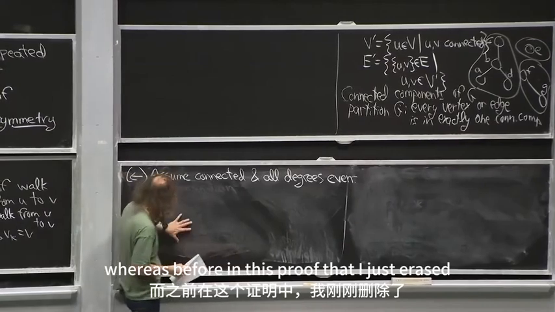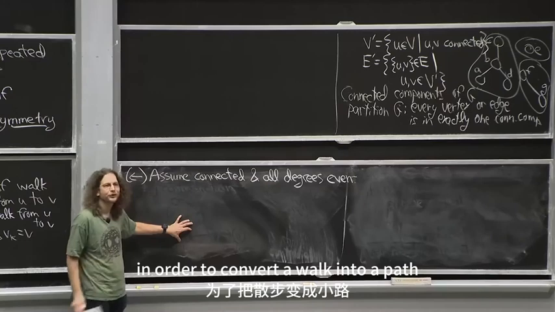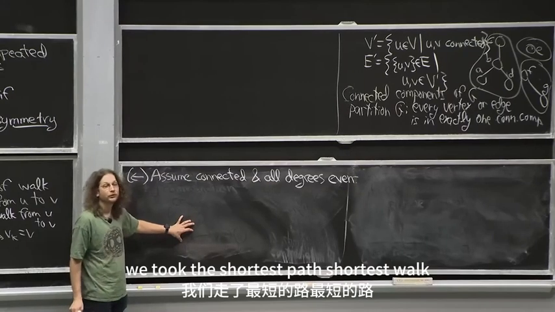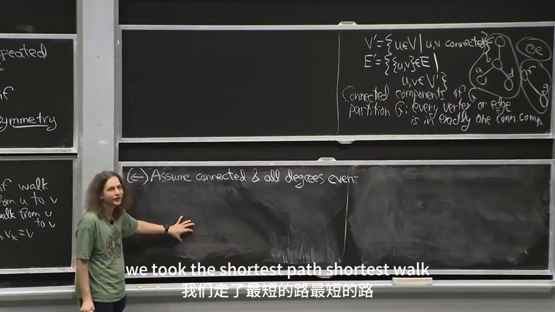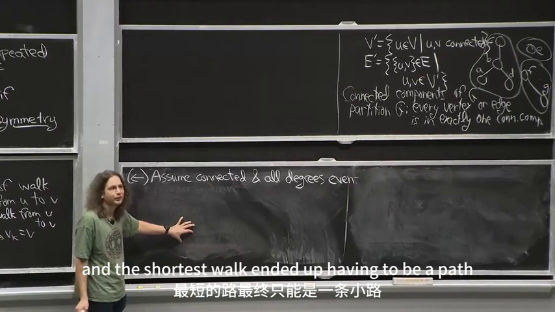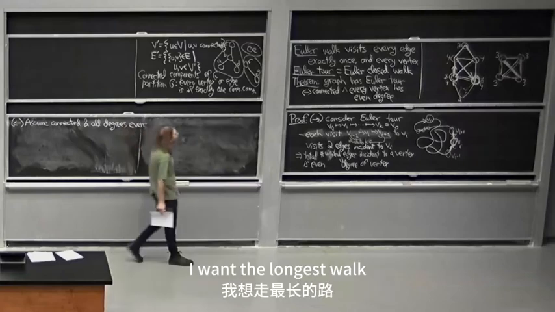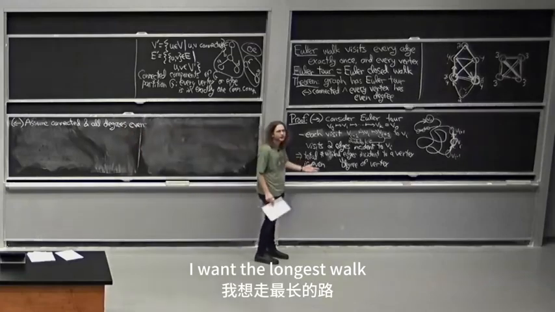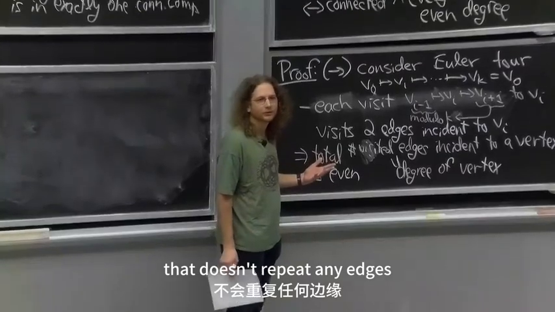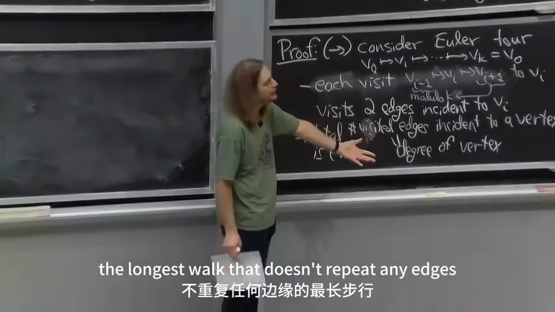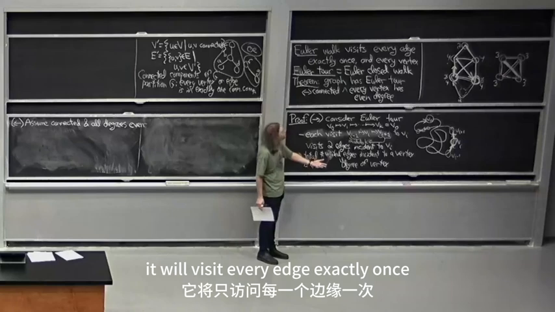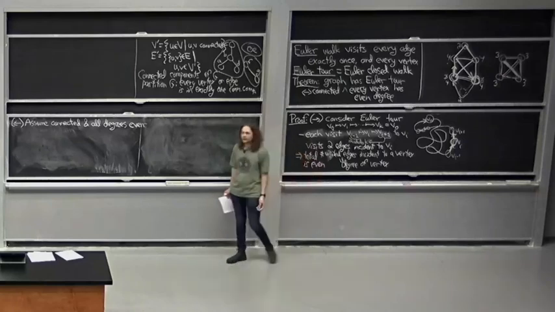Whereas before, in this proof that I just erased, in order to convert a walk into a path, we took the shortest walk, and the shortest walk ended up having to be a path. For Euler tour, we kind of want to do the opposite. I want the longest walk that doesn't repeat any edges. The longest walk that doesn't repeat any edges, it turns out, will visit every edge exactly once.